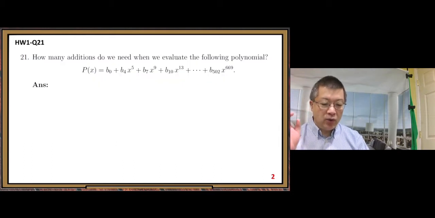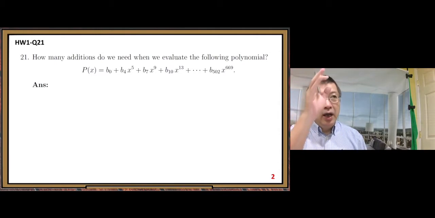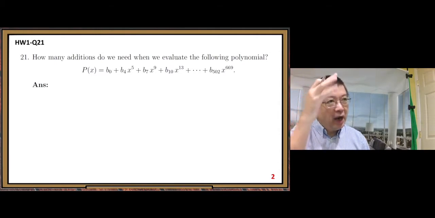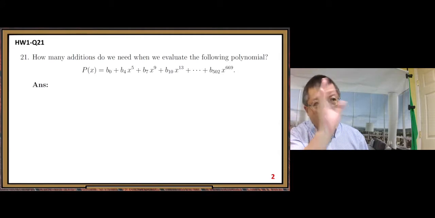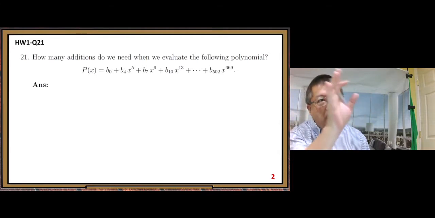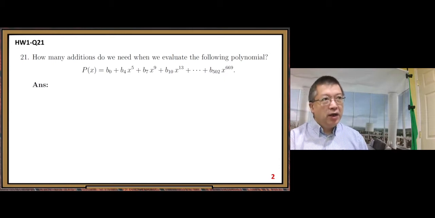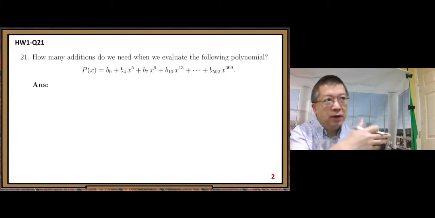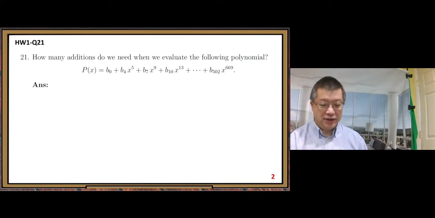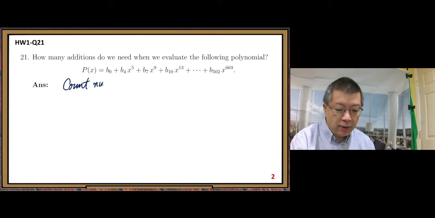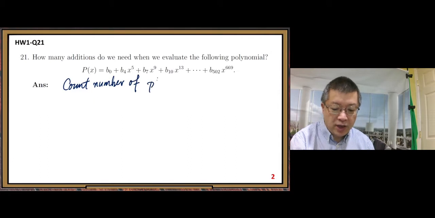Next one, number 21, the Horner's rule problem. But here, I ask you only for the number of additions. In other words, we need to count the number of plus signs.